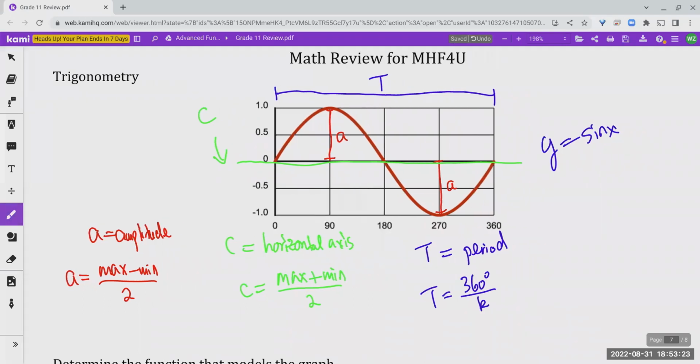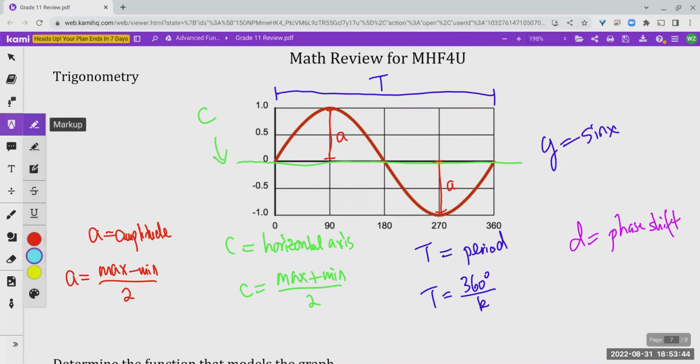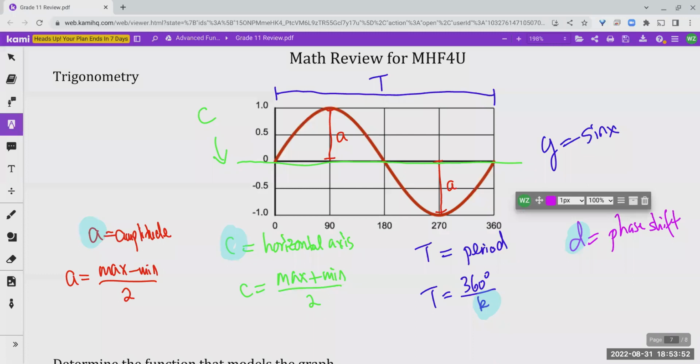And then finally, the phase shift, D is phase shift. Now in physics, phase shift isn't D, but for sake of consistency in mathematics, D is horizontal translation, which is literally phase shift. I'm just going to use D. All right, so there are 4 letters, so 4 properties. There's A for amplitude, C for horizontal axis, K, not the period, and D for phase shift.